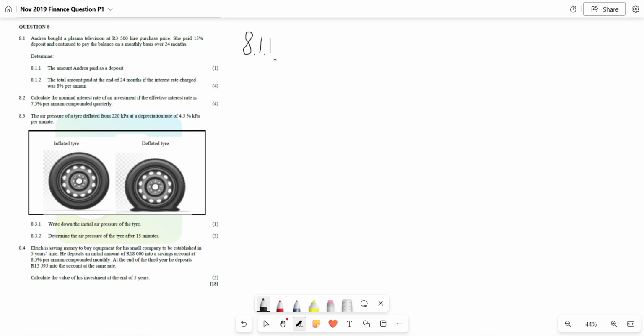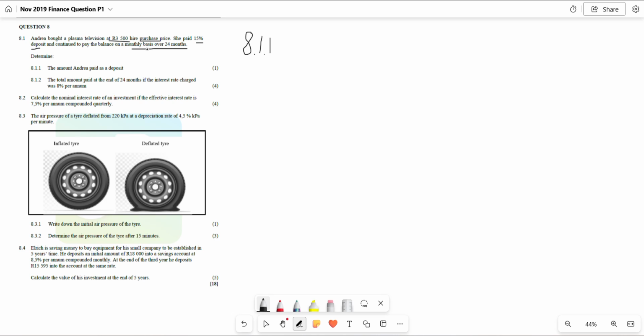Let us read question 8.1. It says Andrea bought a plasma television for an amount equivalent to 3,500 rand on the hire purchase price. We understand from this statement that in this case we are dealing with a hire purchase agreement. As we read further, it says she paid a 15% deposit and continued to pay the balance on a monthly basis over 24 months.